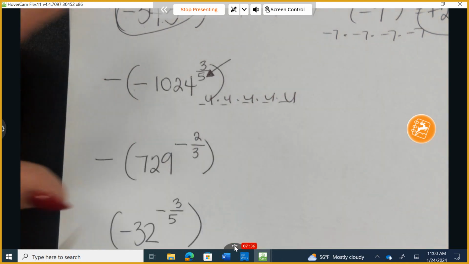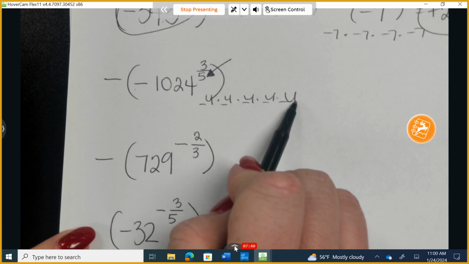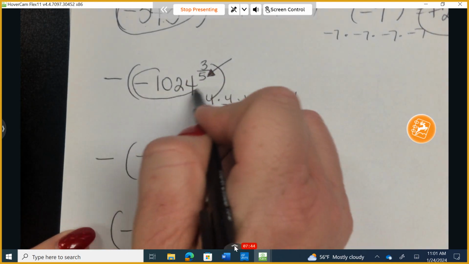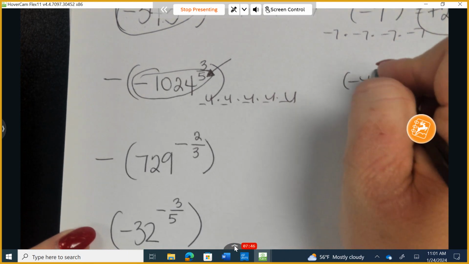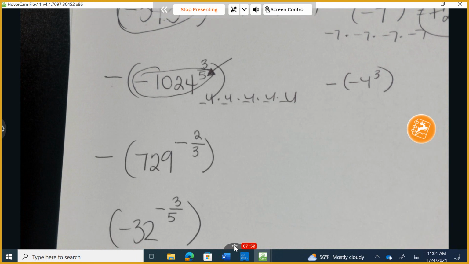Remember, we cannot distribute this through to make a positive. Okay, so there's 5 negatives. Well, 5 is an odd number, so this is true. This part right here is negative 4. I still need to take it to the numerator, to the third, and there's a negative sign out front. I cannot distribute that negative sign through.